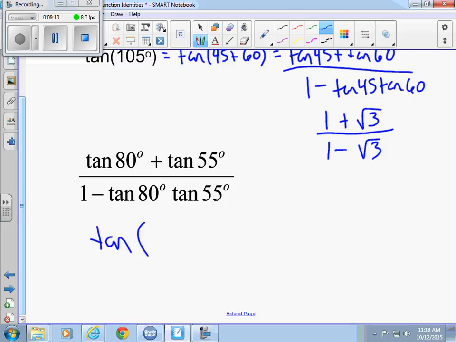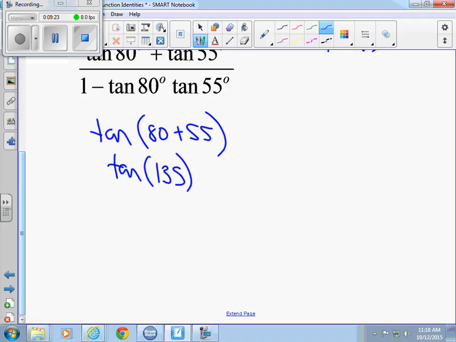35 over... No. 80 plus 55? 35. Smart. Is 135 on my unit circle? I think so. Yes. It's like the tangent of 135? It's like negative square root of 2. I was going to divide. Right? Tangent of 135 is negative 1. So that one, if we just put it back together, it works out quite nice.